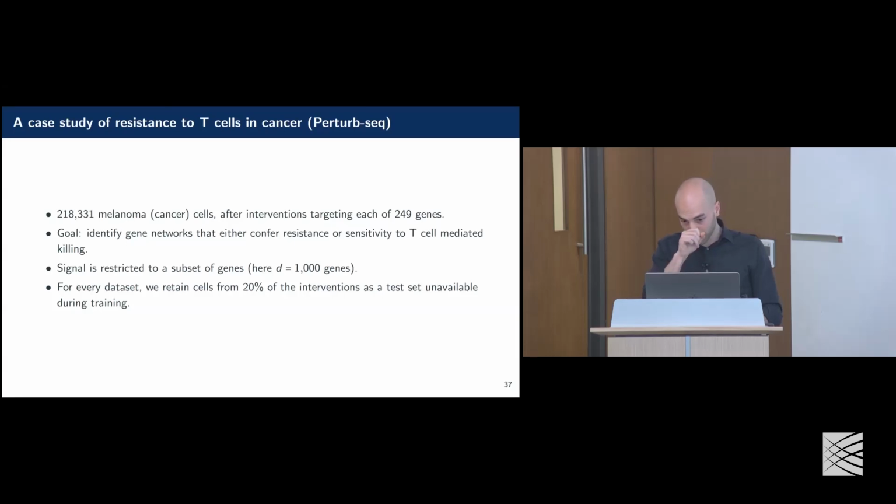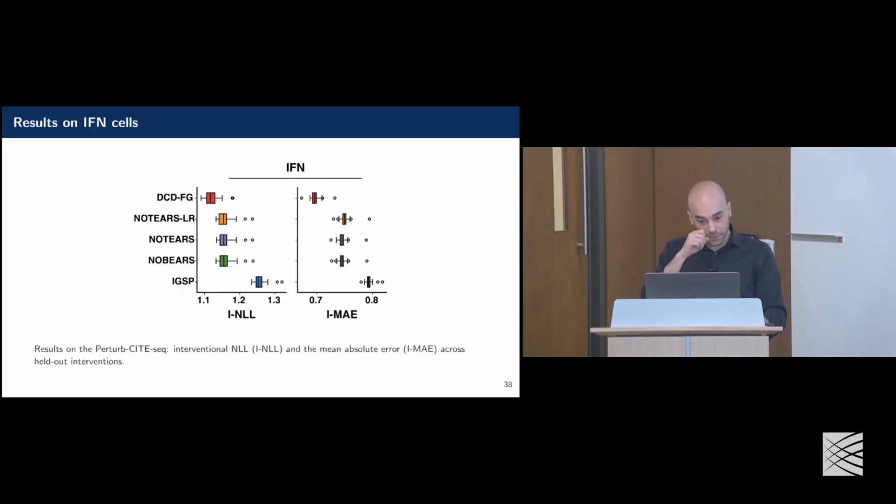The goal of this experiment was to identify gene networks that confer resistance or sensitivity to T-cell mediated killing. Then you need to construct a set of genes. So what I did is pick highly expressed genes and add all the genes that we had perturbed, because I need to have them in the network. Otherwise, I just don't have perturbations. And in every data set, I basically take 20% of the interventions. I take those cells out and use them as a test set to simulate what I had from the previous data set. And so the result looked like this.